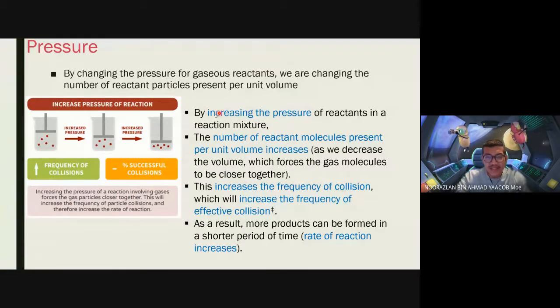So what happens is, if we increase the pressure, the number of gas molecules per unit volume increases. So the number of reactant molecules present per unit volume increases as we decrease the volume, which forces the gas molecules to be closer. This increases the frequency of collision, which will increase the frequency of effective collision. And as a result, more products can be formed in a shorter period of time, and the rate of reaction increases. Again, frequency of collision and frequency of effective collision increases.